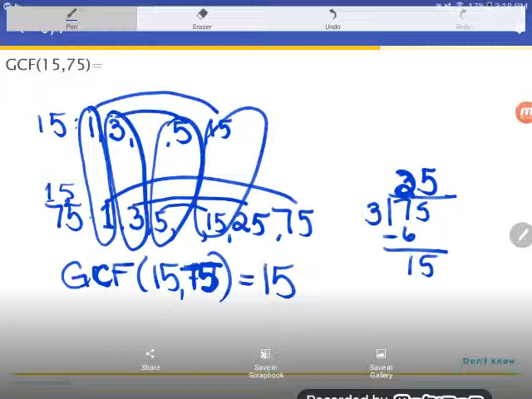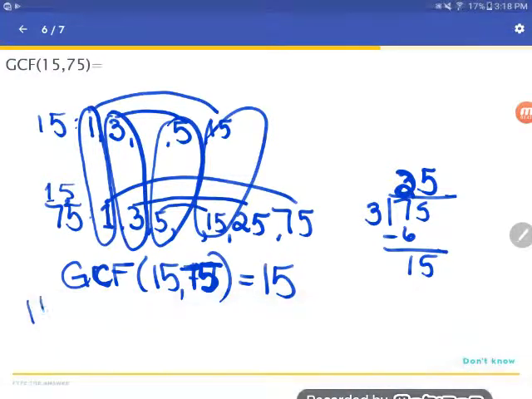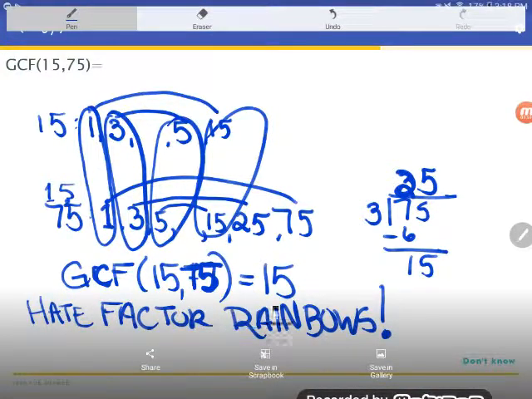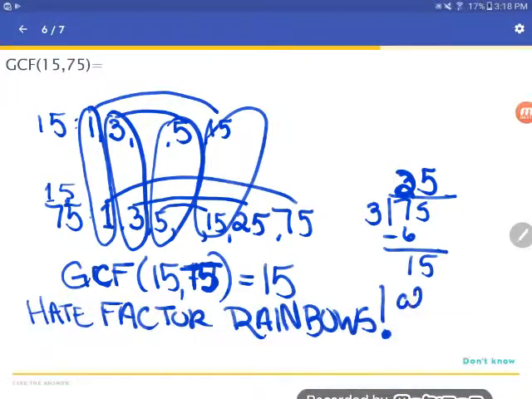However, some students hate it because they say to me, Kate, I hate factor rainbows. I hate them. They're hard. Okay, if that is you and you think this method is just too cumbersome, I've got another method coming up for you, so make sure you check it. I'm going to give you an alternate GCF method, okay? Next video, look out for it.